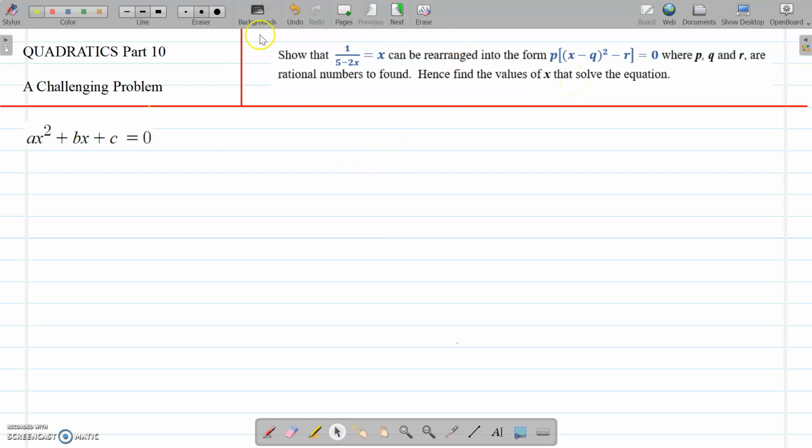Now, the clue that it's a completing the square problem is the way that this is set out here, and we've got to convert that into that. So how do we go about it? Well, let's make a start.